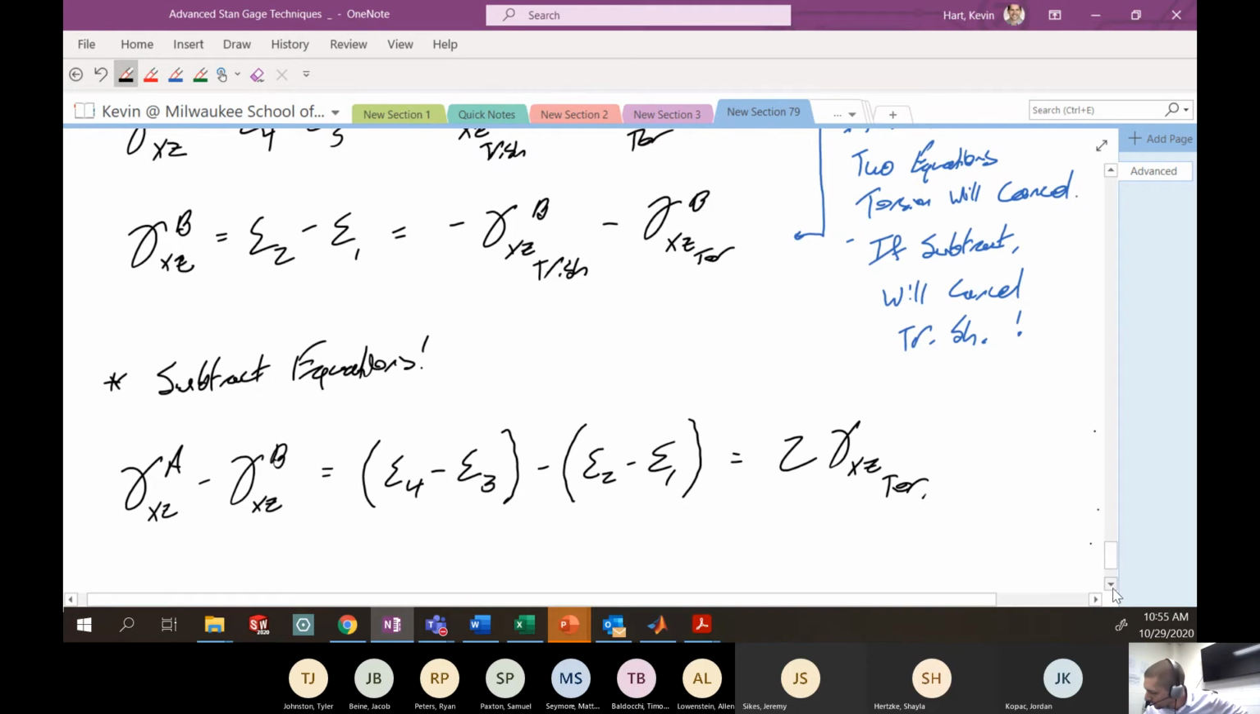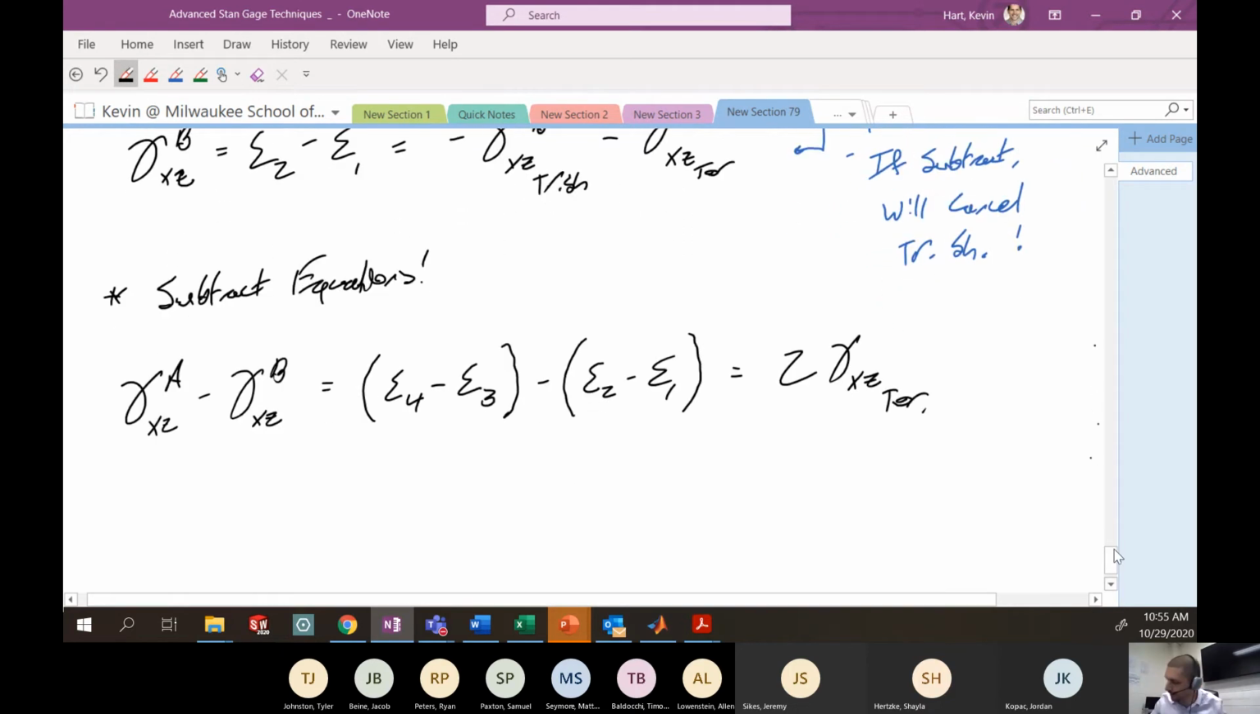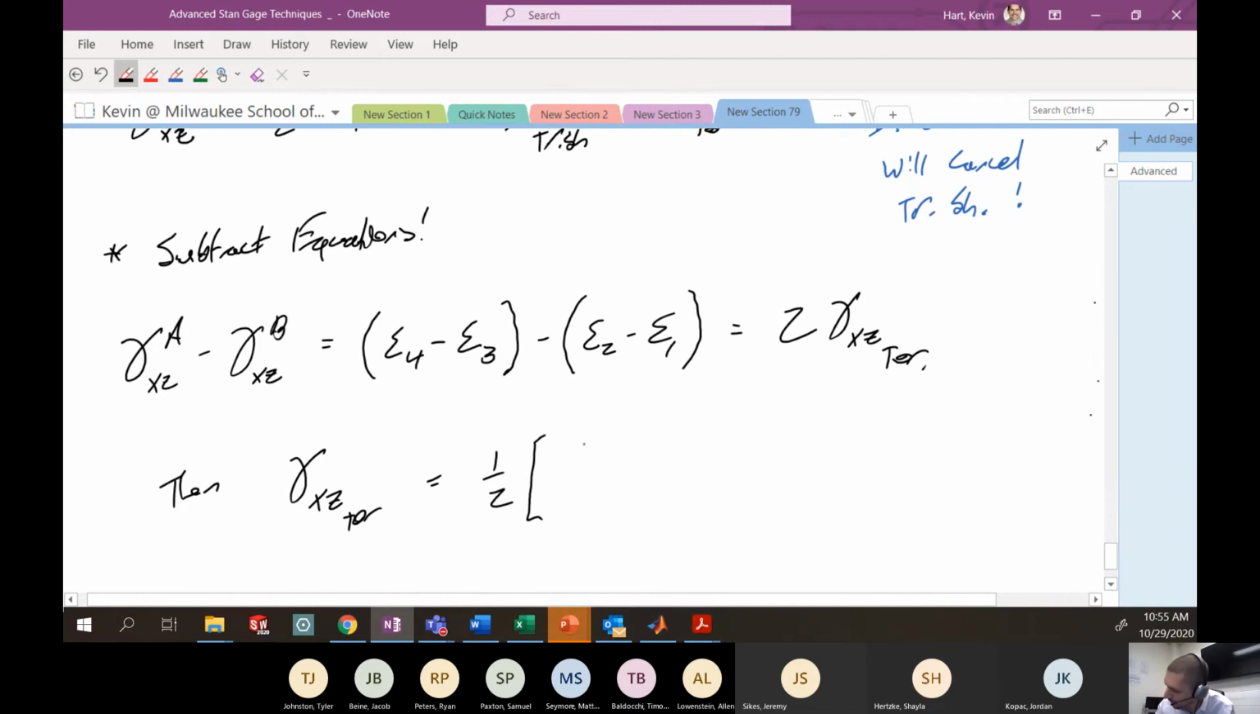So what does this mean? If I'm only interested in the shear strain strictly coming from torsion, that is going to be the following. I'll rearrange this slightly. This expression.